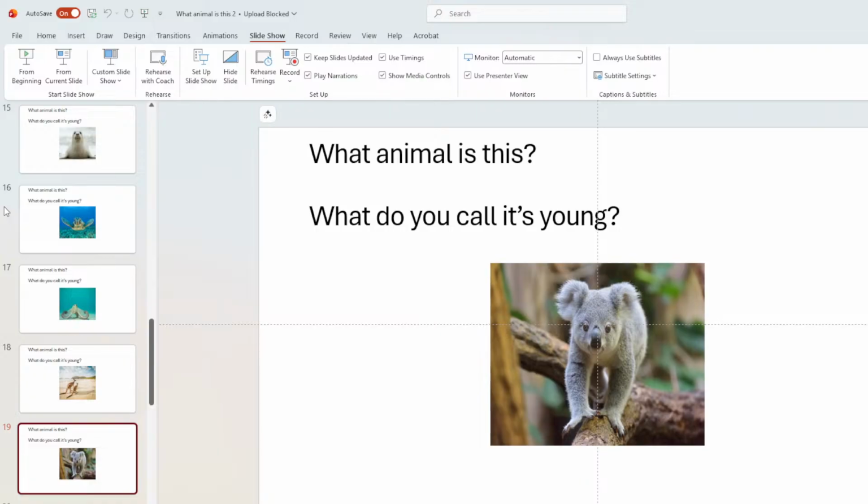All right, that's a koala. What do you call the young one of a koala? Should be interesting, this one as well. Just like a kangaroo has a joey, how about a koala? What's the name of the young one of a koala? Apparently it's also known as a joey, right? A joey as well, just like the name of the young one of a kangaroo.